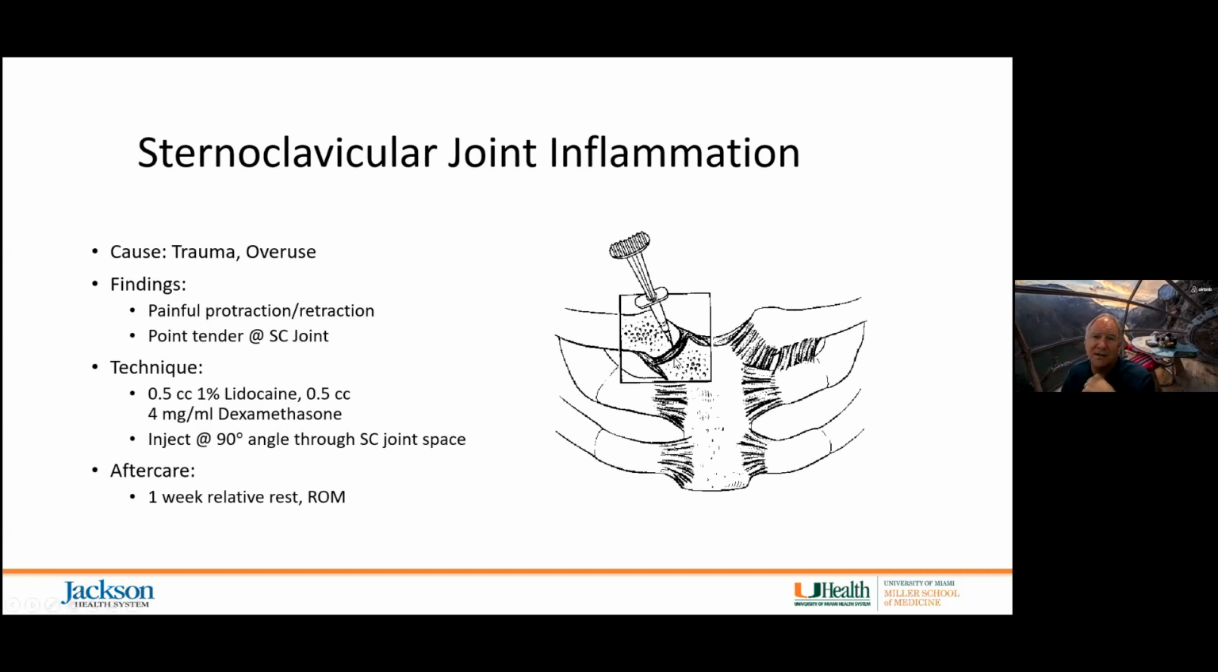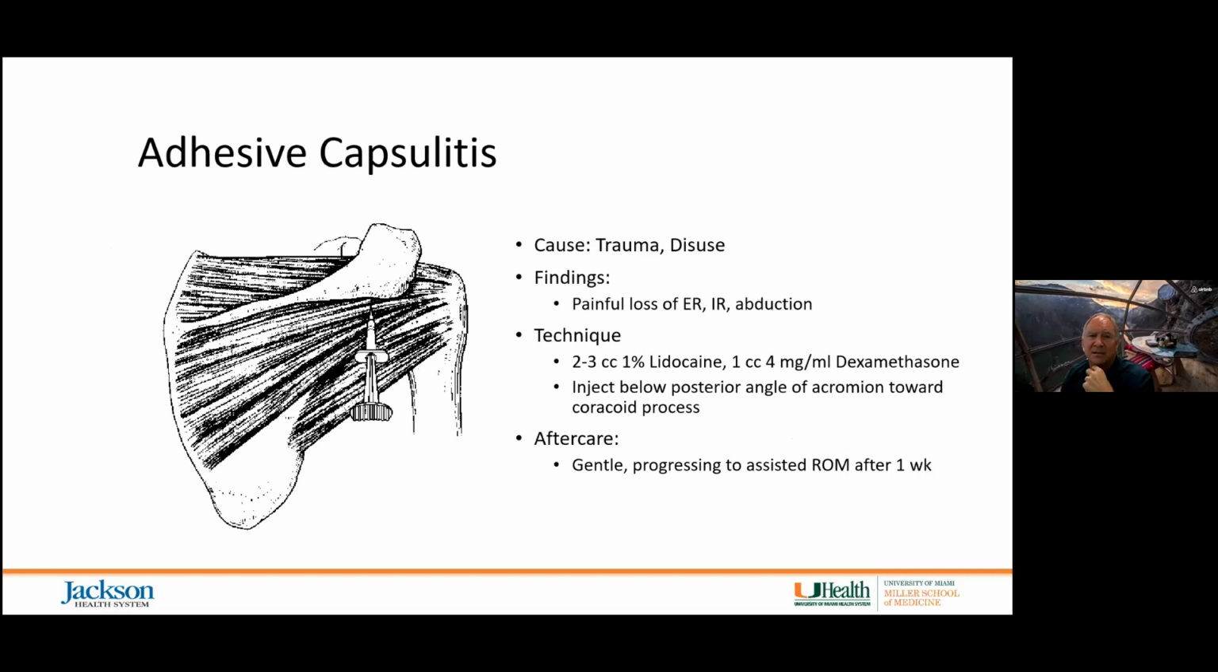Sternoclavicular joint inflammation, again, relatively small dose for this as opposed to a bursa. So using just 0.5 cc of lidocaine and 0.5 cc of dexamethasone into the space, 1 week relative rest, and then start to move forward with range of motion and then strengthening exercises.